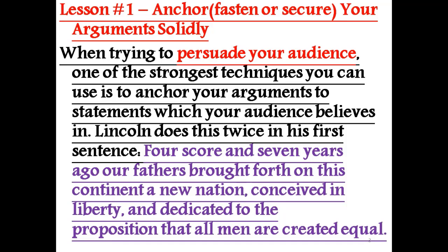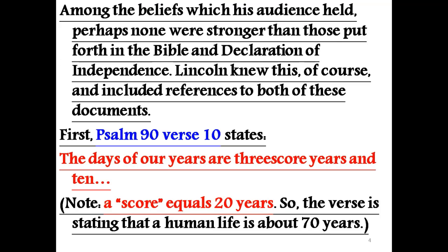So he starts from these words. Among the beliefs which his audience held, perhaps none were stronger than those put forth in the Bible and Declaration of Independence. Lincoln knew this, of course, and included references to both of these documents. So obviously they were Christian. So one reference he put forward in front of his audience from the Bible, and one from the Declaration of Independence.